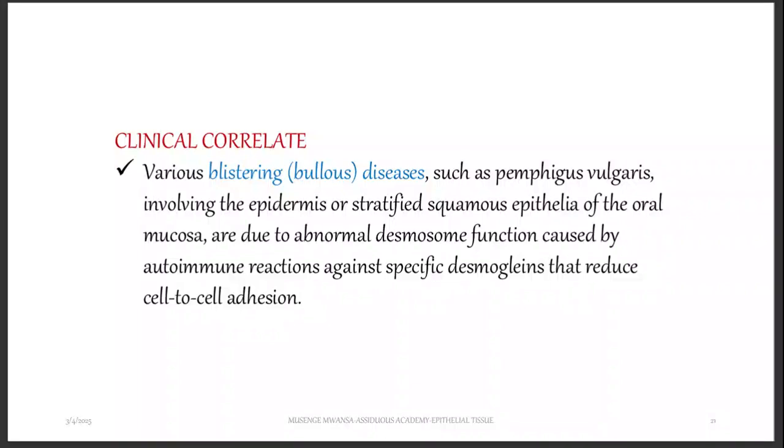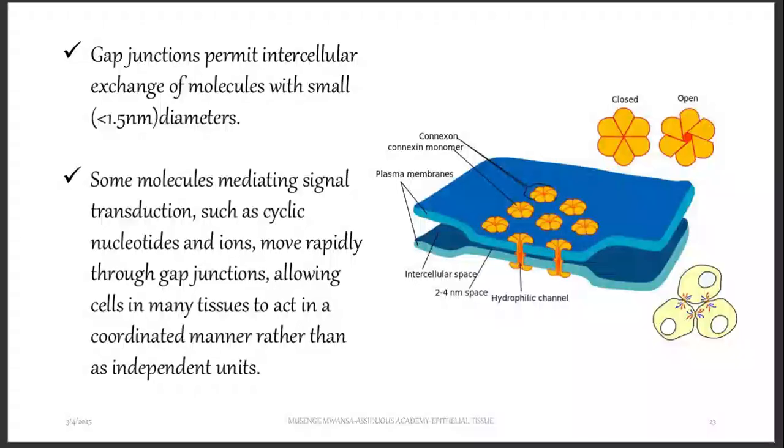So what happens sometimes is that you can have, let's say for example, the skin. The epidermis is part of the skin. It's actually epithelium, and it rests on a basement membrane. So sometimes the epidermis can actually disconnect from the basement membrane, and it will end up forming what we call a blister.